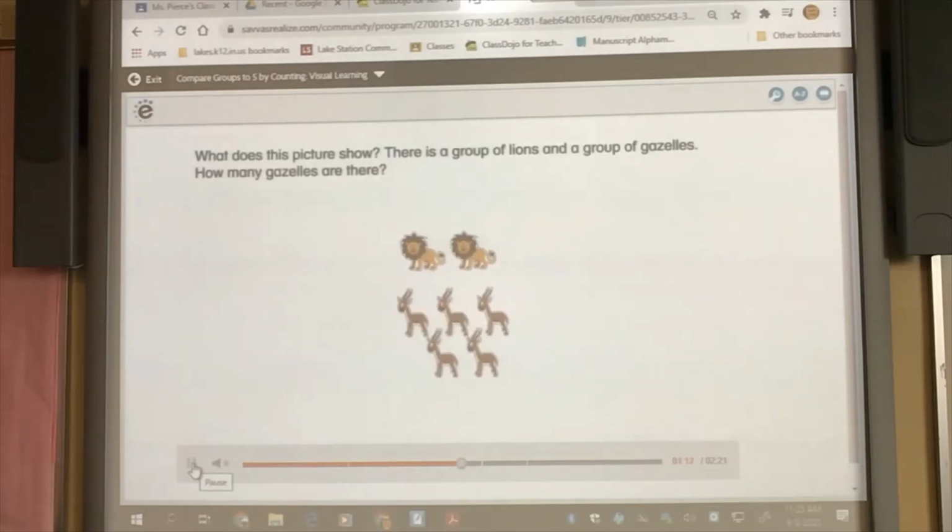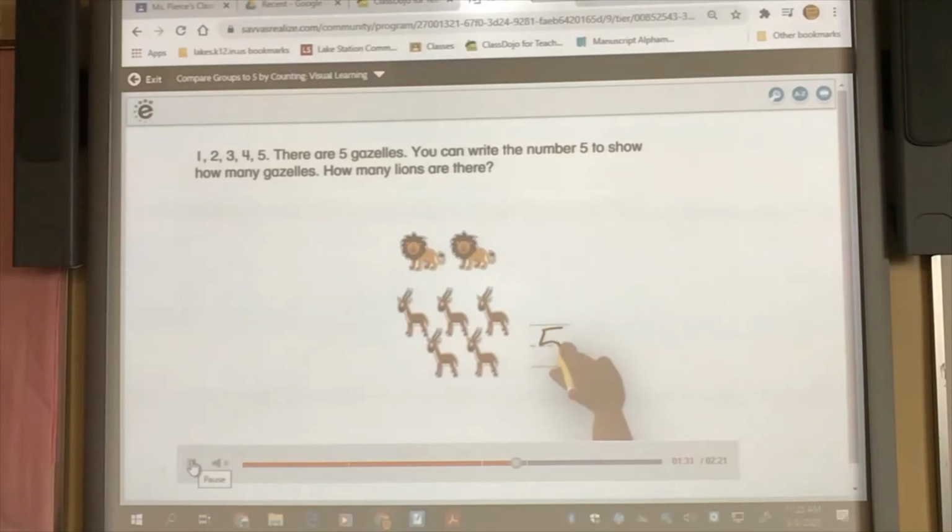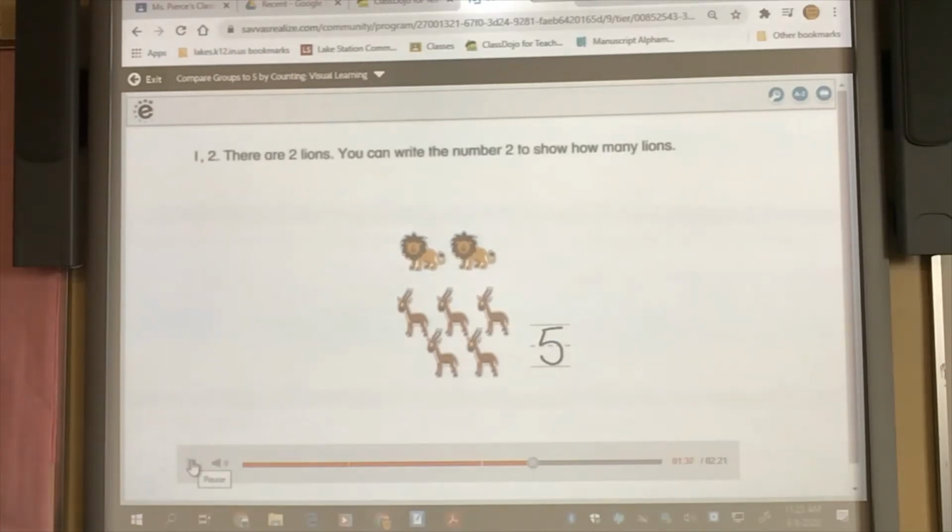What does this picture show? There is a group of lions and a group of gazelles. How many gazelles are there? 1, 2, 3, 4, 5. There are 5 gazelles. You can write the number 5 to show how many gazelles. How many lions are there? 1, 2. There are 2 lions. You can write the number 2 to show how many lions.